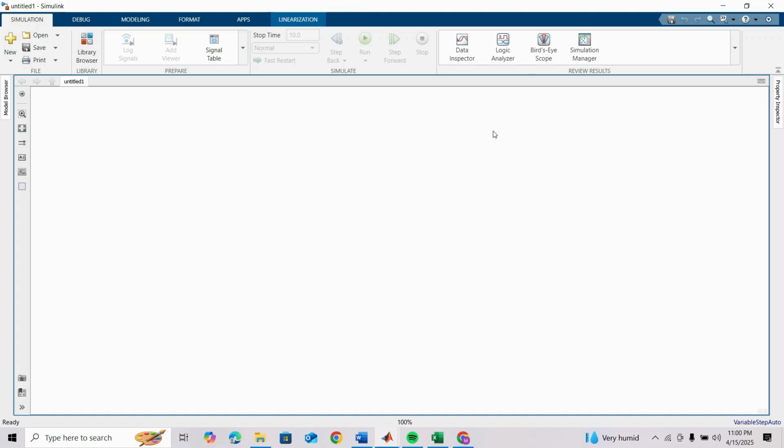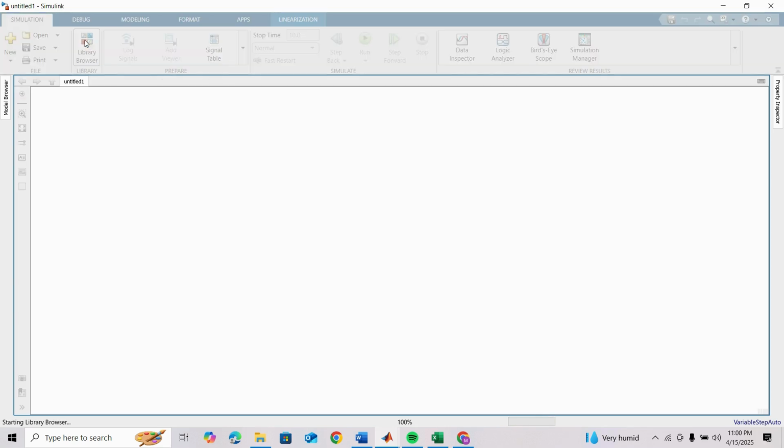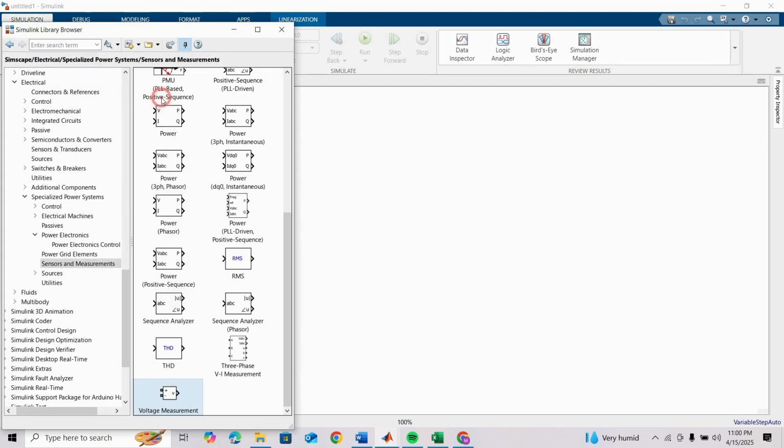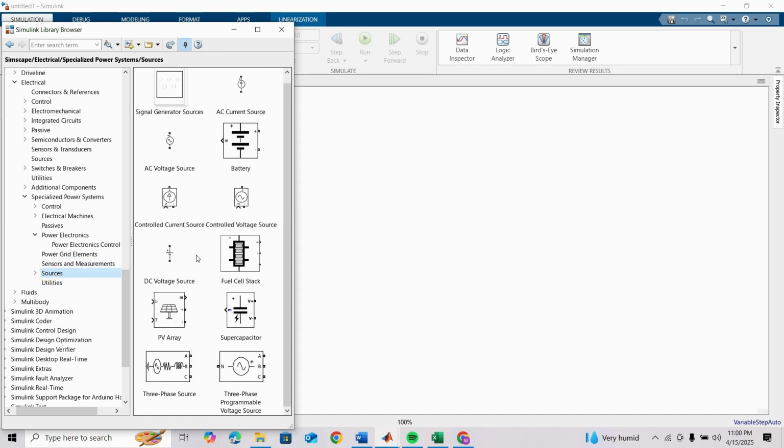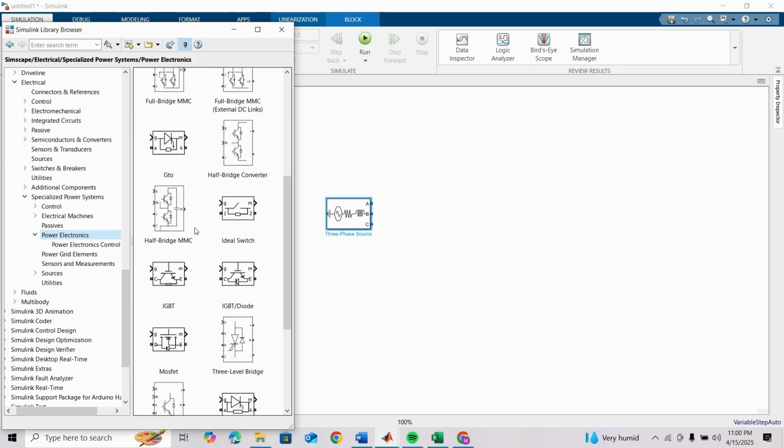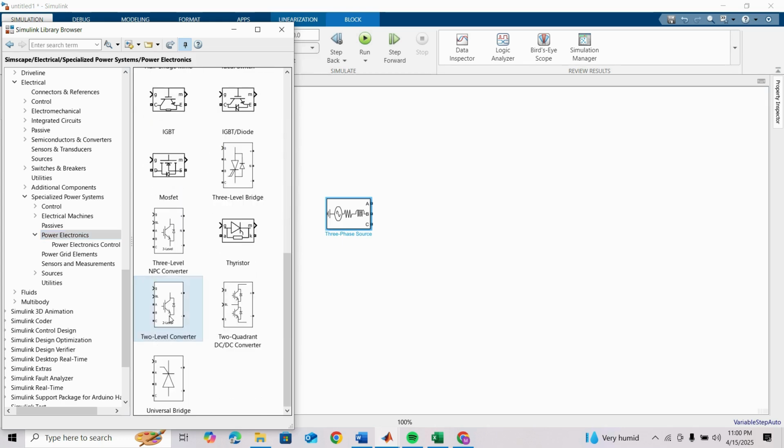I'll show you how a two-level converter block can be used to convert three-phase AC power to smooth DC power. For that, browse the library, go to Specialized Power System, and under Sources I'm taking a three-phase source. Under Power Electronics we need a two-level converter block. This is our two-level converter block.